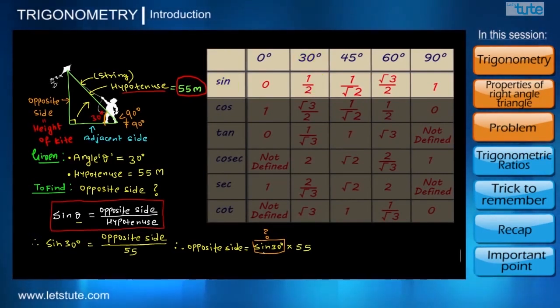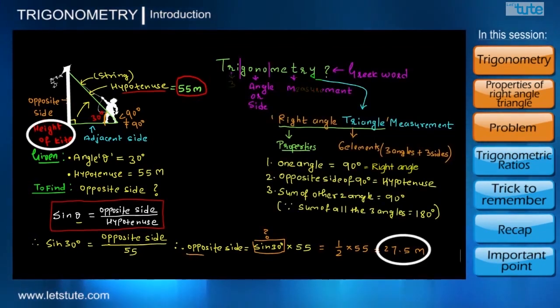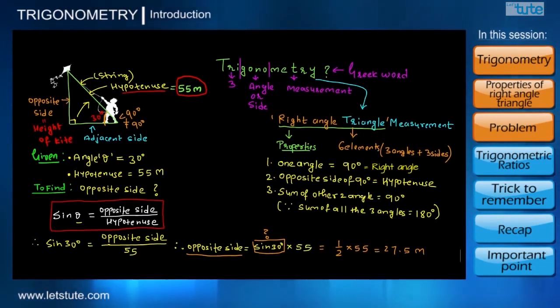You might be thinking, how did we define all these values? So note that there are proper derivations for the same, and we will be dealing with them later. So since sin 30 is equal to 1 upon 2, the opposite side will be equal to 27.5 meters. That is, the height of the kite will be equal to 27.5 meters. This is how the problem is solved.